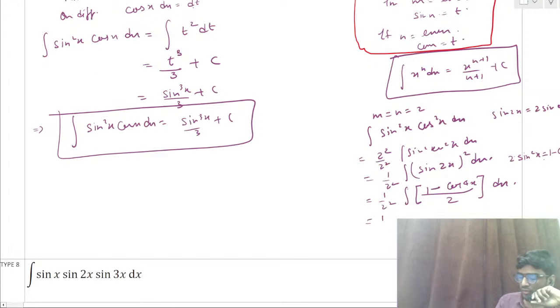Now this is a known integral. When we take out this 2, it becomes 1 by 8 integral of dx minus 1 by 8 integral of cos 4x dx. And we know the integration of this becomes 1 upon 8 x minus 1 by 8, and the integration of cos 4x is sin 4x by 4 plus c.